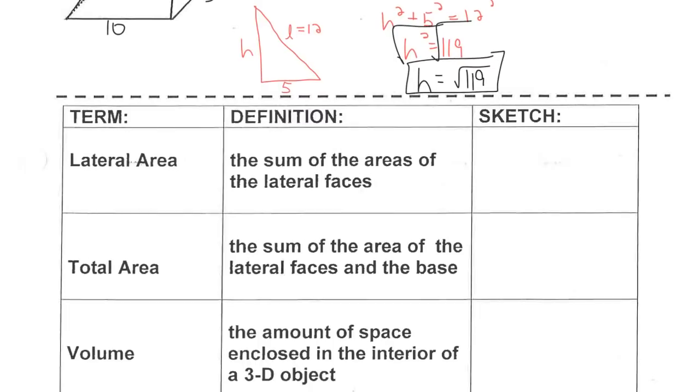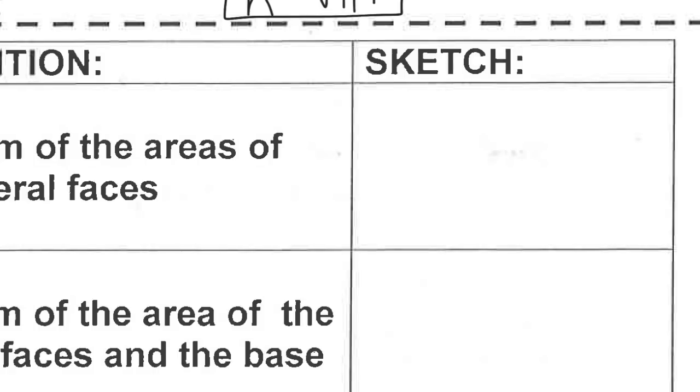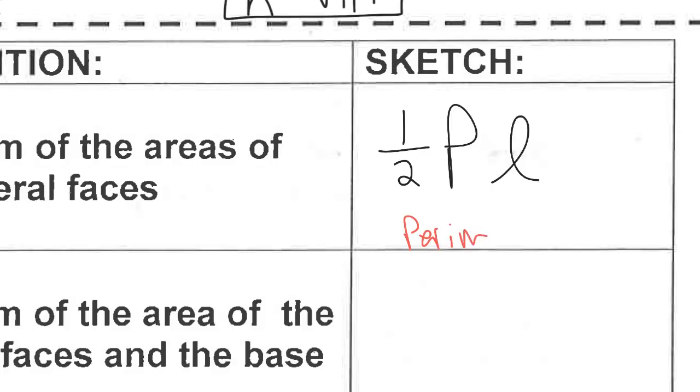Now, all these definition guys are talking about using the net to find things. And like we did with the prisms, I think not using the net is easier if I just straight up show you the equation. So I'm going to go ahead and give you the equations for finding lateral area. That's just the sum of the areas of the faces. It's going to be 1/2 big P, perimeter of the base, times L, the slant height. So remember, big P, perimeter of base. So sometimes that's easy to find, sometimes it's not.